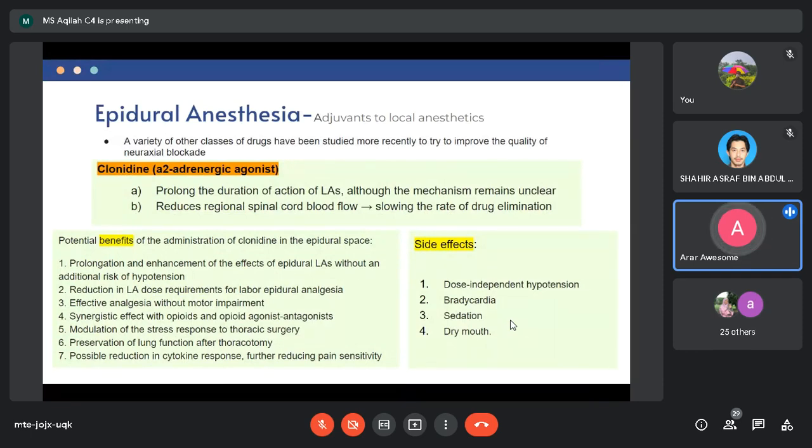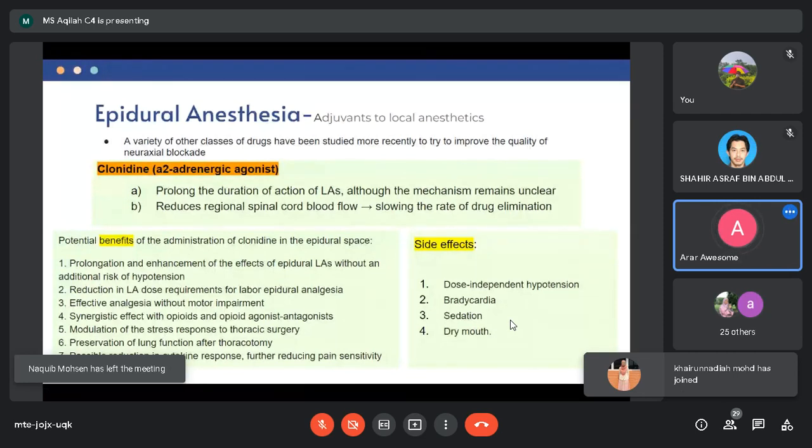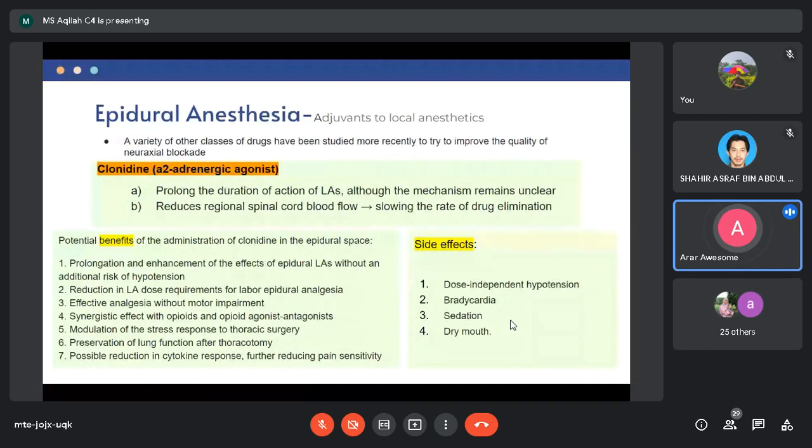Okay, we jump to the adjuncts to the local anesthetic. Many drugs we can use to improve the quality of the neuraxial blockade. For example, clonidine, which is an alpha-2 adrenergic agonist, will prolong the duration of action of the local anesthetic, but the mechanism is not clear. It can reduce the regional spinal cord blood flow and slow the rate of drug elimination.